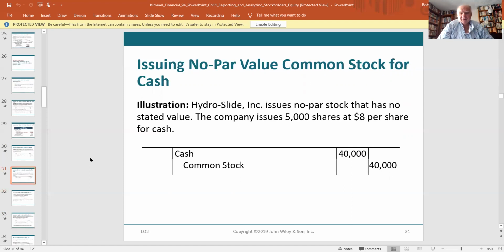Issuing no par stock. Well, if you have no par stock, you're not going to have any paid-in capital. So it's as easy as that. They issued 5,000 shares at $8 per share for cash, $40,000.